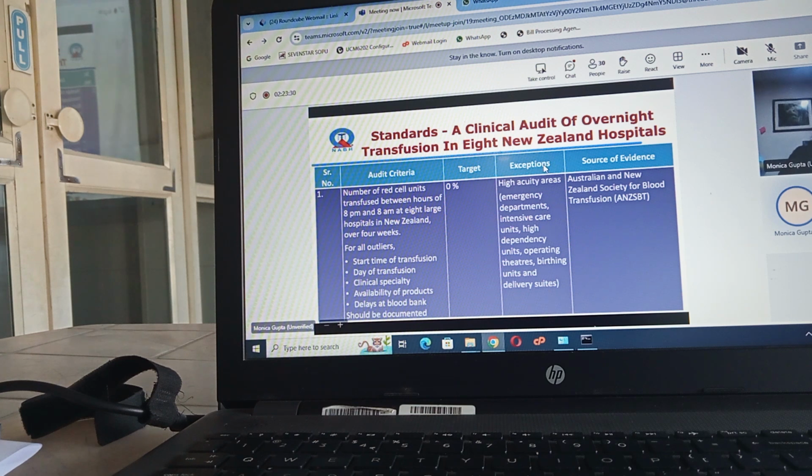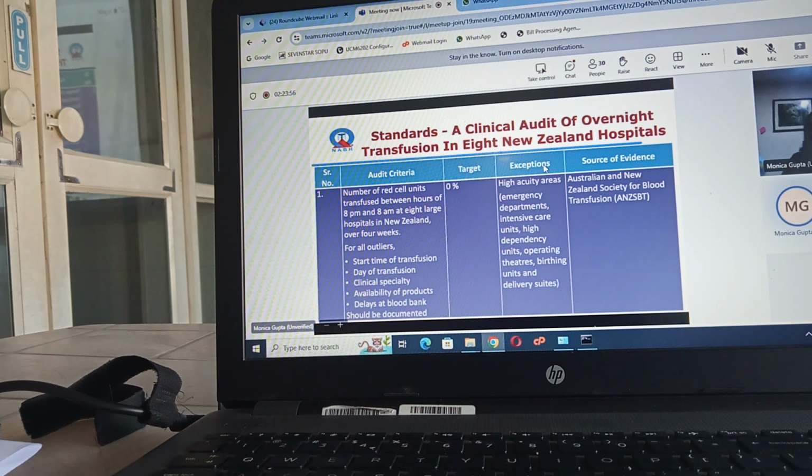So the first criterion, the first standard, is the number of red cell units transfused between the hours of 8 p.m. and 8 a.m. at 8 large hospitals in New Zealand over 4 weeks. Our target is that there should be 0. And what all do we want to capture? Start time of transfusion, day of transfusion, clinical speciality, availability of products, delays at the blood bank.